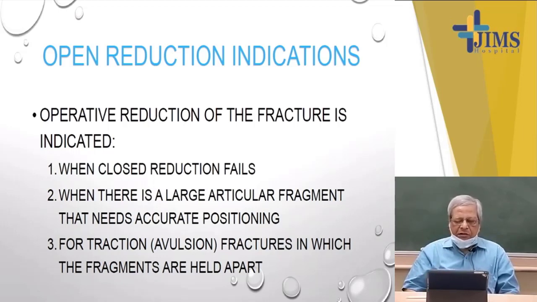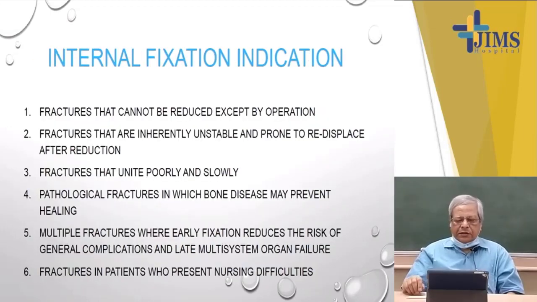For traction or avulsion fractures in which the fragments are held apart, suppose in a fracture of the olecranon process of the ulna, it's an avulsion fracture by the triceps. Triceps is inserted into the olecranon process. So if you don't fix it, what will happen? When the anesthesia passes off, that fragment will be pulled proximally by triceps action. So the indications are fractures that cannot be reduced except by operation.